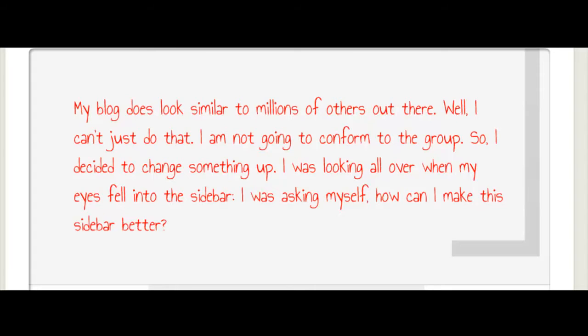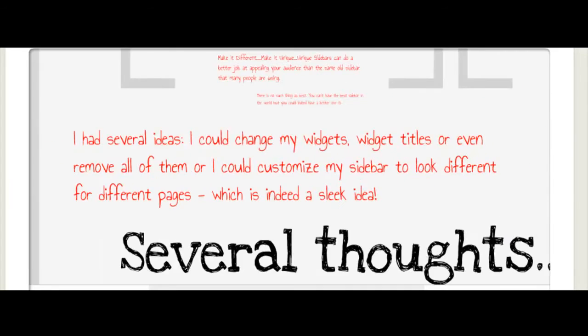I was looking all over my blog to change something, and my eyes fell on the sidebar. At that time, I was asking myself how I can make the sidebar better. I had several ideas. I was thinking I could change my widgets, remove some of them, change widget titles, or even remove all of the widgets. Or I could customize my sidebar to look different for different pages, which is indeed a slick idea if you ask me.